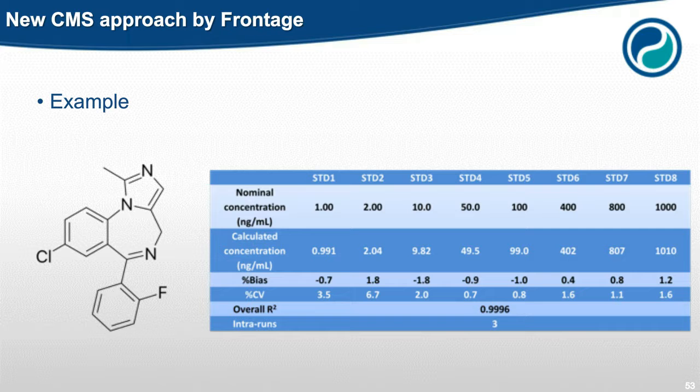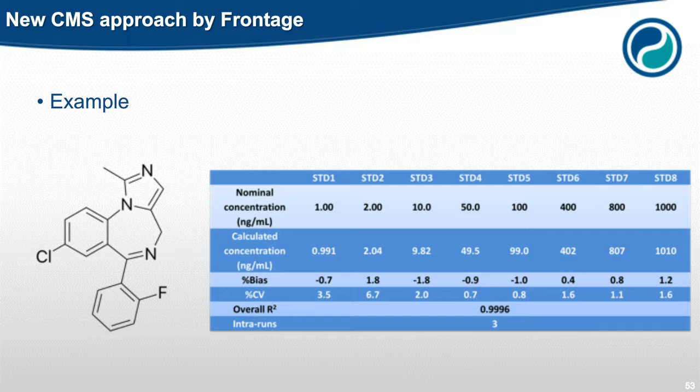So this is just a curve. Because of time, I will not go into much detail, but from here you can see the curve over a range of 1 to 1,000 nanograms per mL of midazolam. The curve looks really good, and the R-squared is almost close to 1.